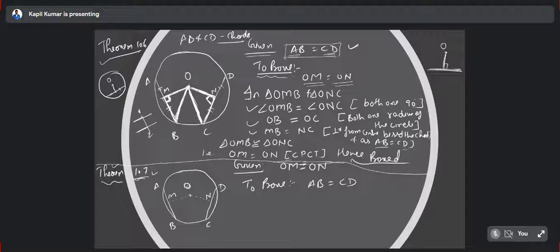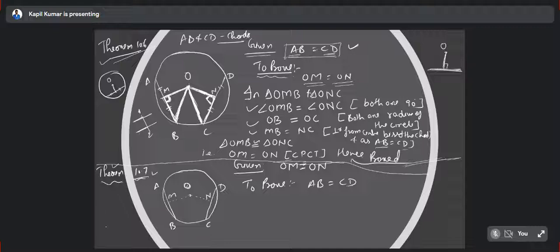Sir, in theorem 10.7, if it says prove AB is equal to CD, are there steps to prove AB is equal to CD? We can do it in a similar way, like we do 10.6. The only difference will be, let me have you note down first.